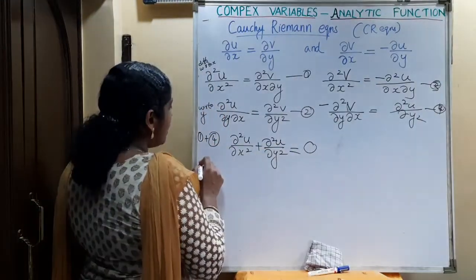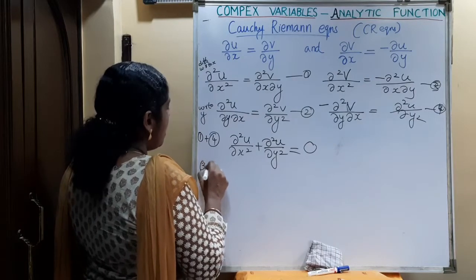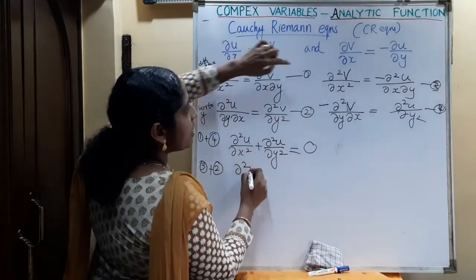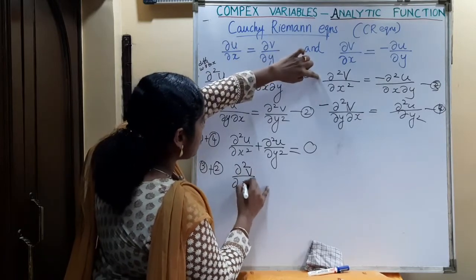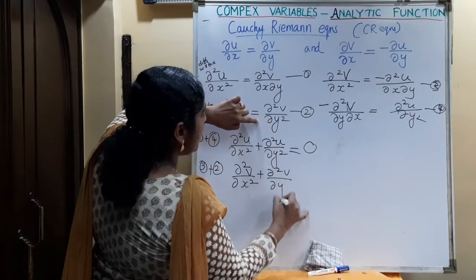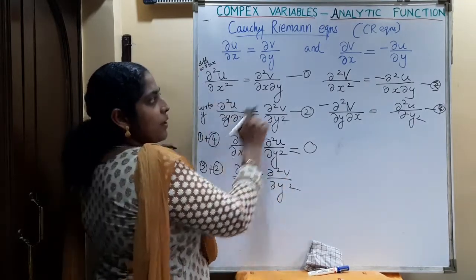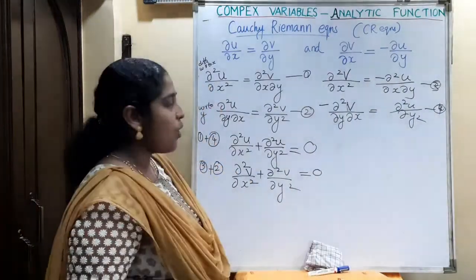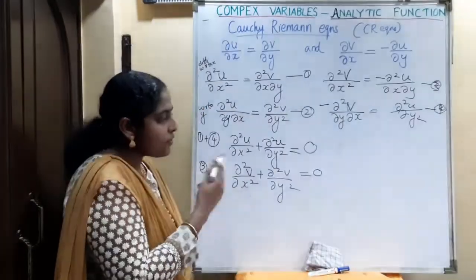Again, if we are adding equation number 3 and equation number 2, we are getting ∂²v/∂x² + ∂²v/∂y². This is ∂²u/∂y∂x, that is minus ∂²u/∂x∂y, that is equal to 0. So what is the form of this equation?